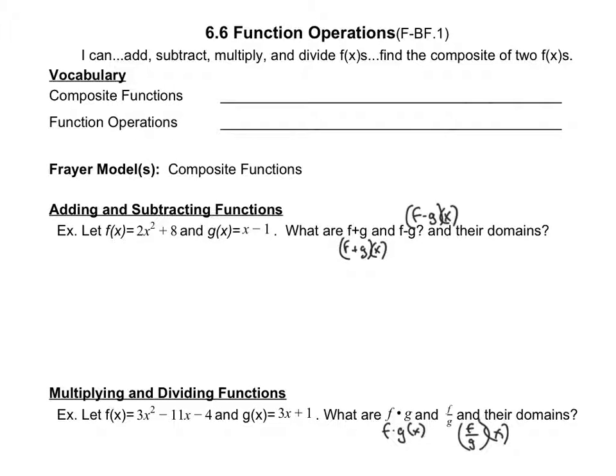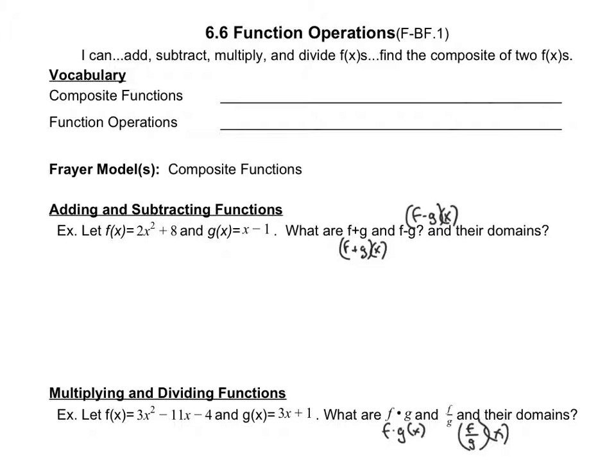When working with function operations, we're going to learn how to combine and then create composite functions. In combining, we'll be working with adding and subtracting functions. When I see an indicator like f plus g of x, that is asking me to add f of x plus g of x. And when I have f minus g of x, that is asking me to take f of x and subtract g of x from it.